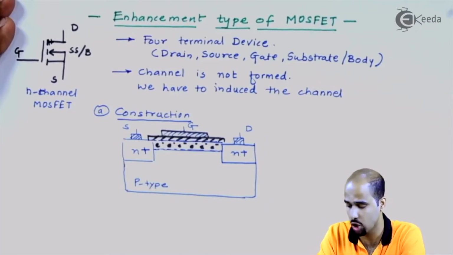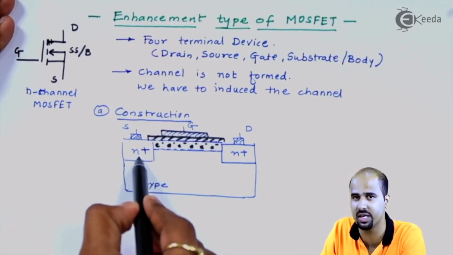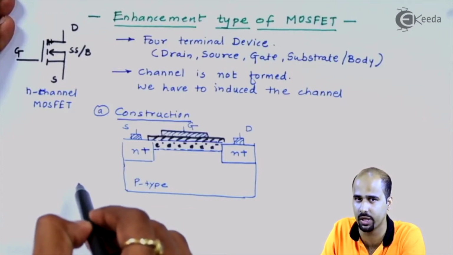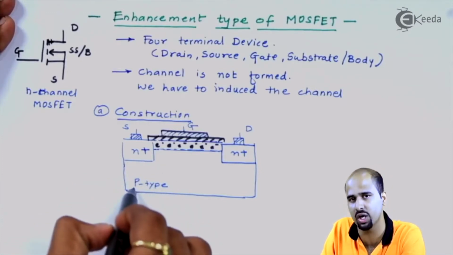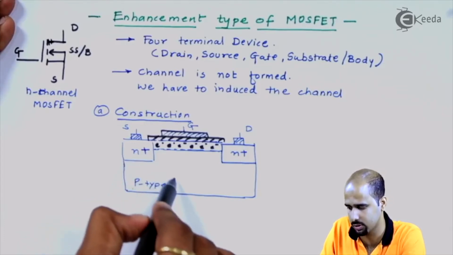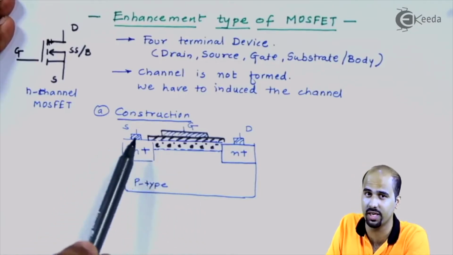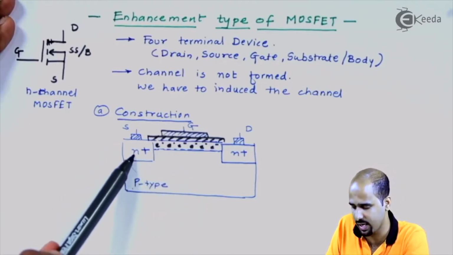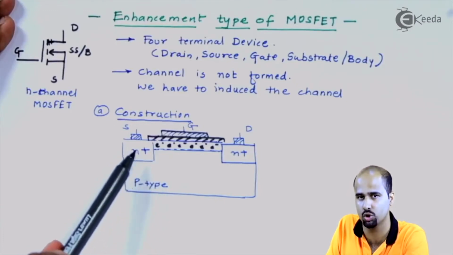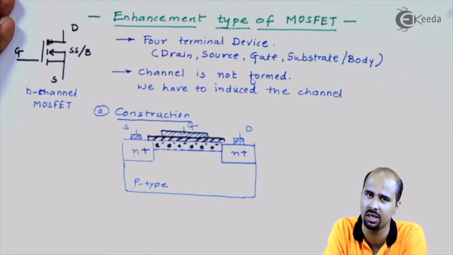Hold on, this is not the complete construction of the enhancement type of MOSFET. If you look carefully, this is N plus, the heavily doped N type silicon semiconductor layer, and this is the moderately doped P type semiconductor layer. In this particular area one diode will get generated, right? Once N and P type are joined to each other, a junction will get formed, and in that junction a depletion layer will get formed.